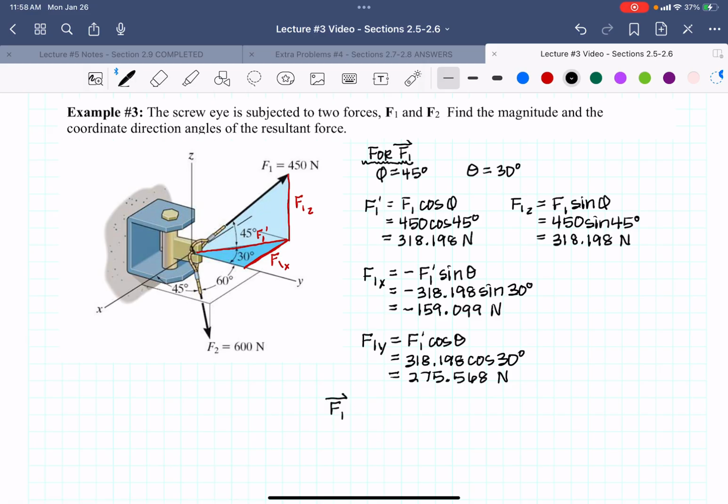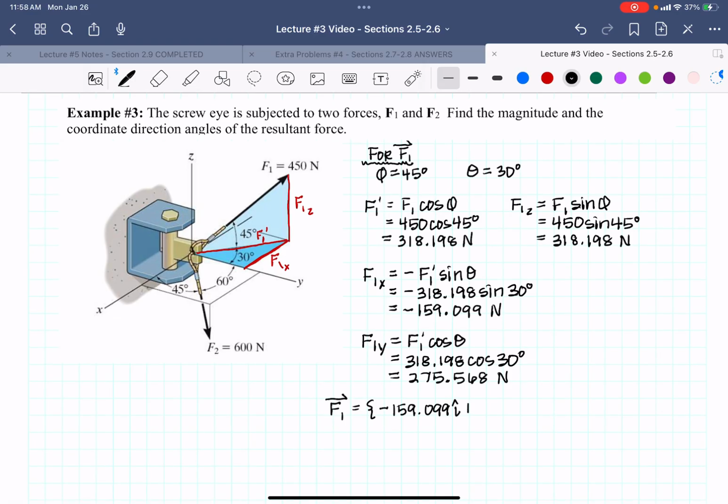So I can now write this as a Cartesian vector for F1 by saying I have my x component is negative 159.099. I'm going to keep all of my decimal places that I've been carrying because this is not my final answer. My y component is positive 275.568 in the j hat. And my z component is also positive 318.198 in the k hat newtons.